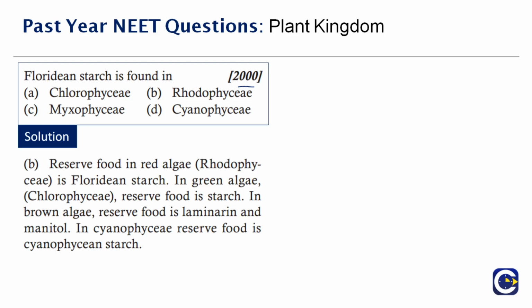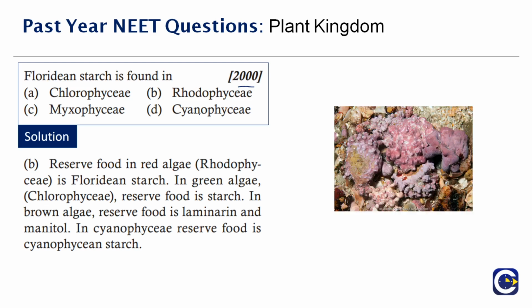And I already said in green algae they have starch. In Cyanophyceae the reserve food is cyanophycean starch. So this is how you classify. Different algae will have different reserve food, and that is how their activity proceeds further. Now to your right side you can see a clear image of the red algae, the growth of red algae. This is how they grow. Therefore the correct answer is option B, Rhodophyceae.